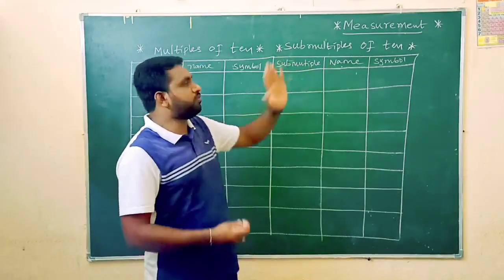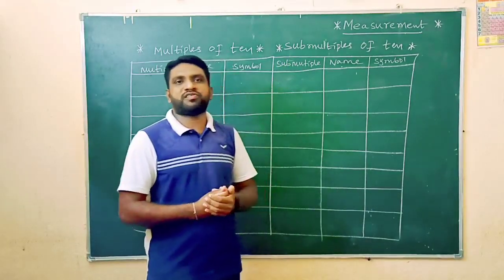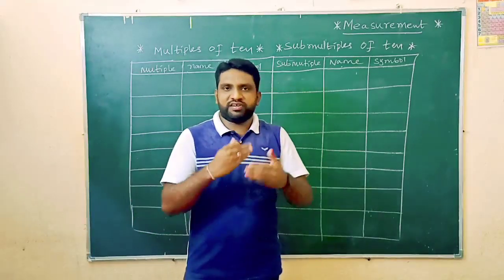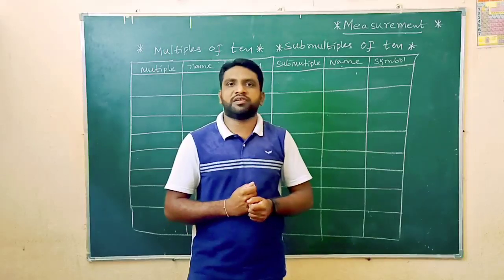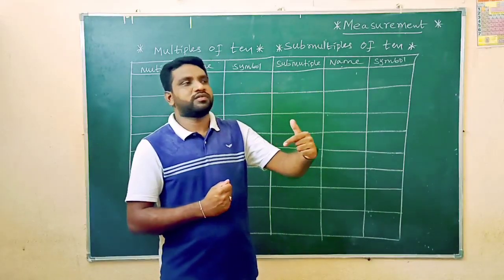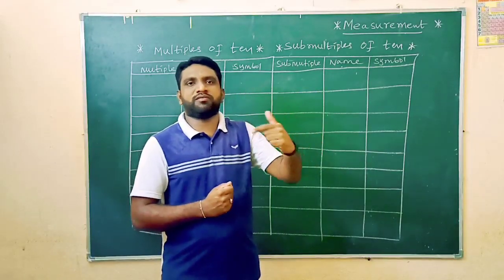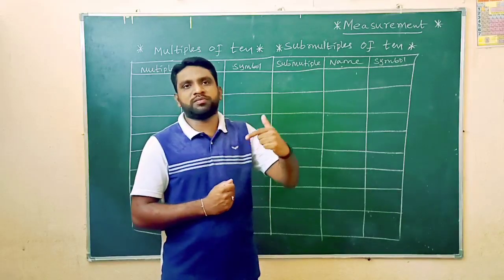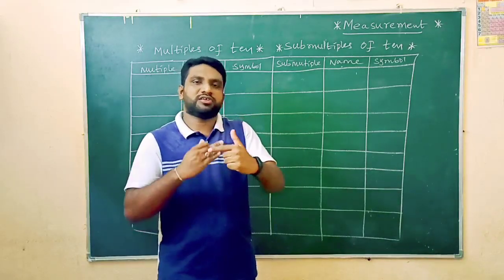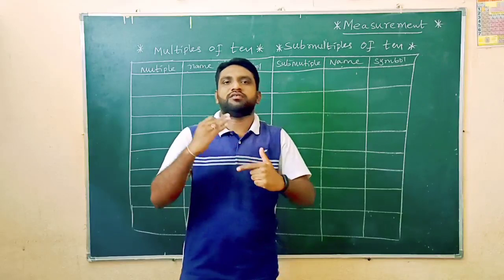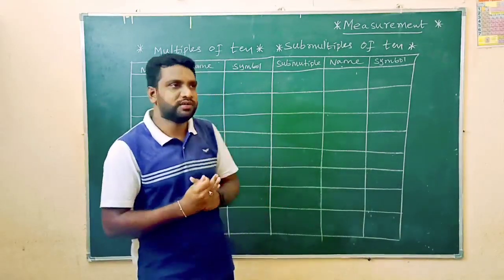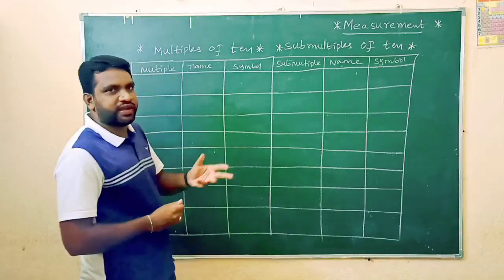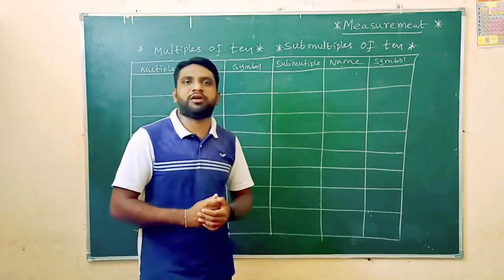And here submultiples of 10. Submultiple means it is a reciprocal of multiples of 10, that means 1 by 10. And at the same time 1 by 10 into 10, that means 1 by 100. If we continue like this, 1 by 1000, 1 by 10,000, it will be continuously going on like that. So this is the actual meaning of multiples of 10 and submultiples of 10.